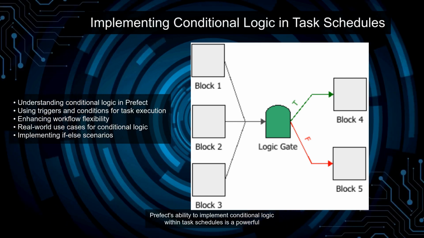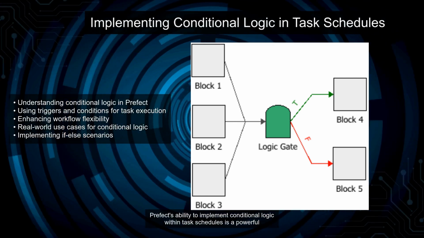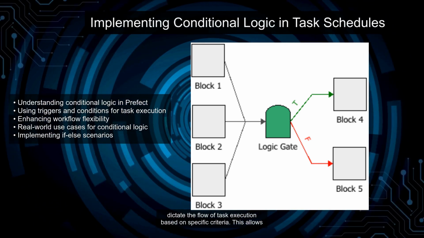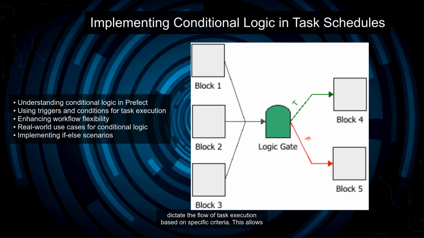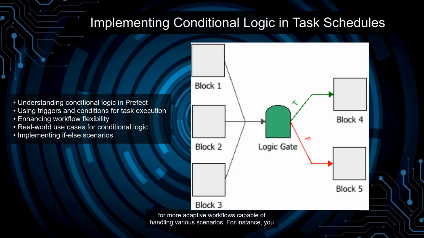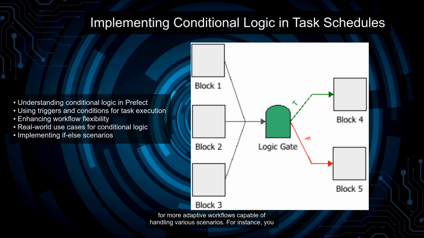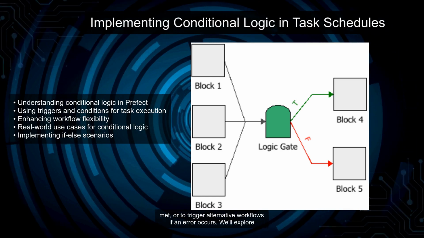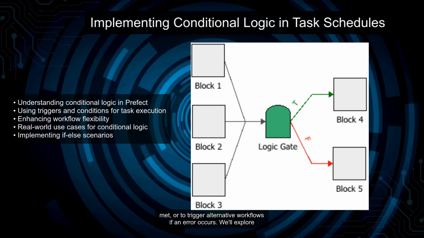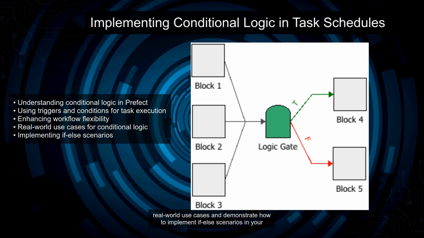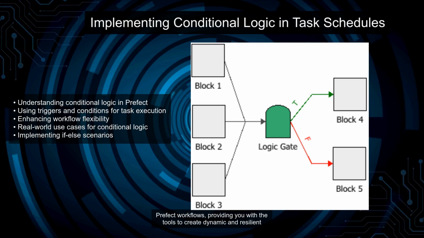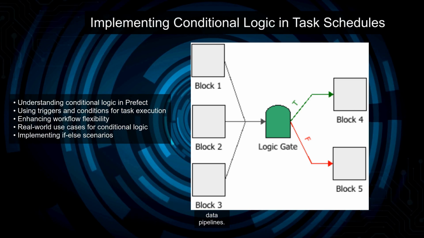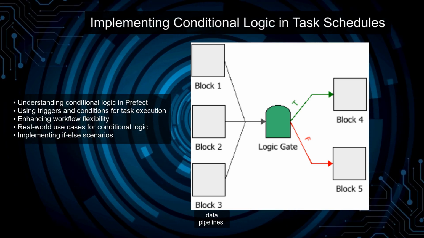Prefect's ability to implement conditional logic within task schedules is a powerful feature that enhances workflow flexibility. By using triggers and conditions, you can dictate the flow of task execution based on specific criteria. This allows for more adaptive workflows capable of handling various scenarios. For instance, you might use conditional logic to skip certain tasks if certain conditions are met, or to trigger alternative workflows if an error occurs. We'll explore real-world use cases and demonstrate how to implement if-else scenarios in your Prefect workflows, providing you with the tools to create dynamic and resilient data pipelines.